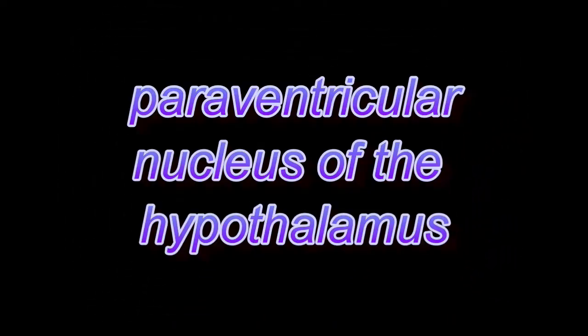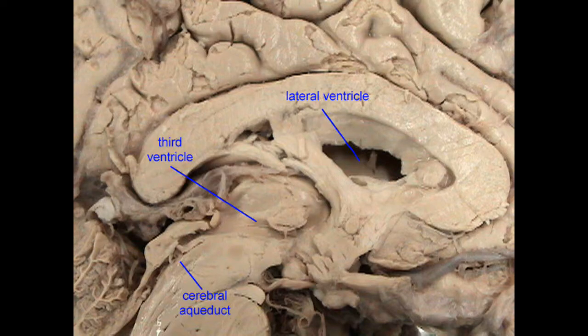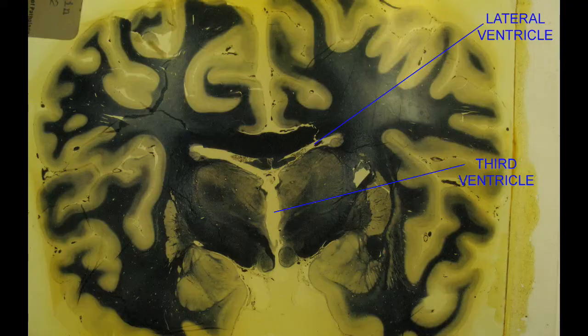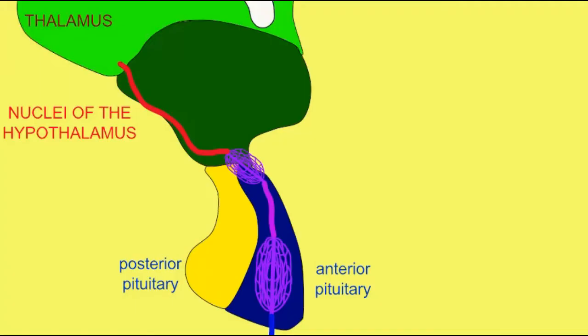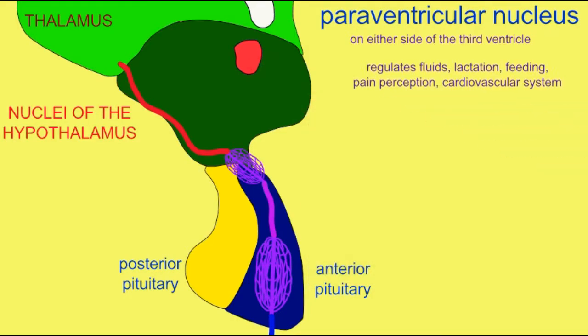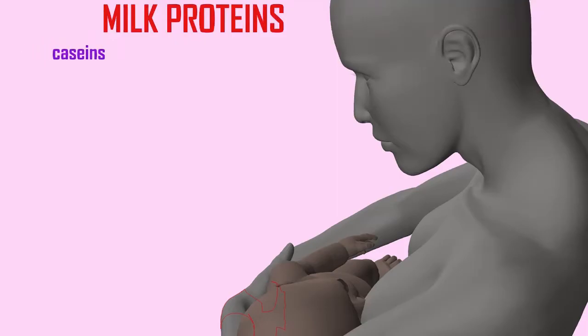The third ventricle lies along the midline of the body in the diencephalon, and a nucleus of the hypothalamus is separated into two masses on either side of this third ventricle. The paraventricular nucleus is very important. It regulates fluids, lactation, feeding, pain perception, the cardiovascular system, and a diversity of metabolic functions.